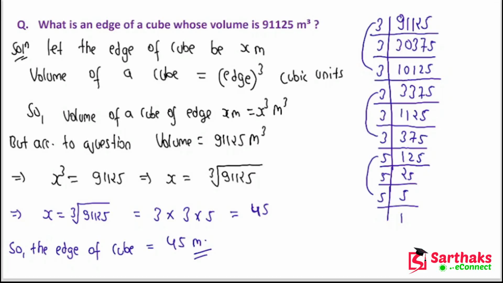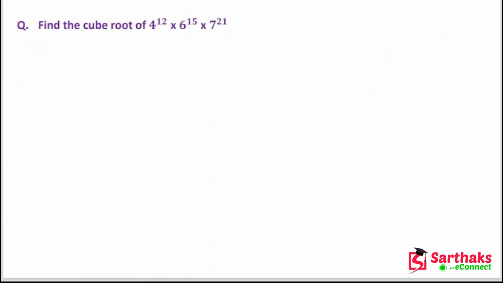So what is the edge of a cube whose volume is 91125 meter cubed? Its edge is 45 meter. I hope you all got my point. Okay, let us continue with the next question. Now the question is very simple. It looks complicated, but it is very simple. It simply says, what is the cube root of this.